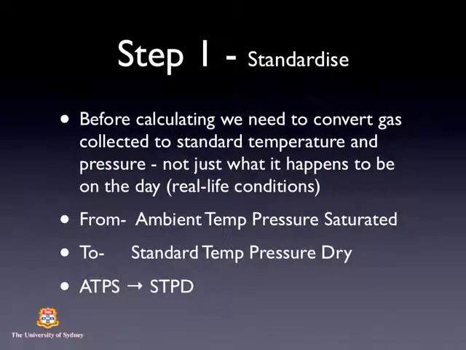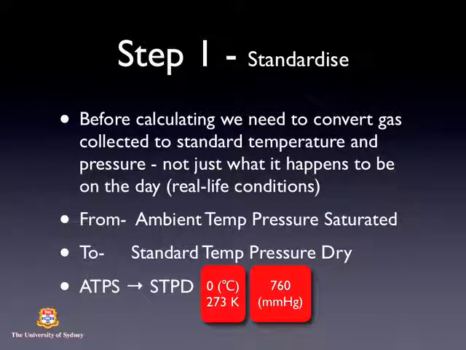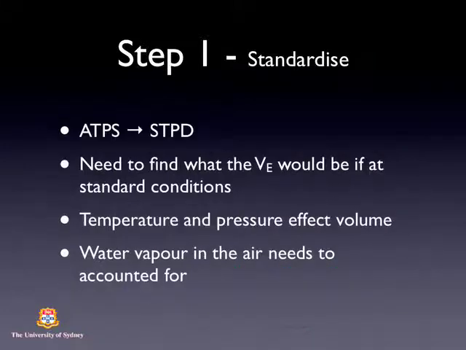So step 1, before we calculate anything, we need to convert the volume of gas that we collected in lab conditions. We need to convert this to standard conditions. So not just what it happens to be on the day, but to a standard temperature, which is 0 degrees Celsius or 273 degrees Kelvin, a standard pressure, which is 760 millimeters of mercury, and dry, so no humidity, no water vapor in the sample. We're going to take what we collected and convert it into these conditions.